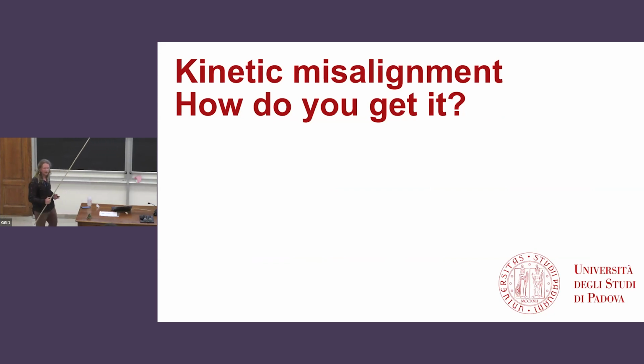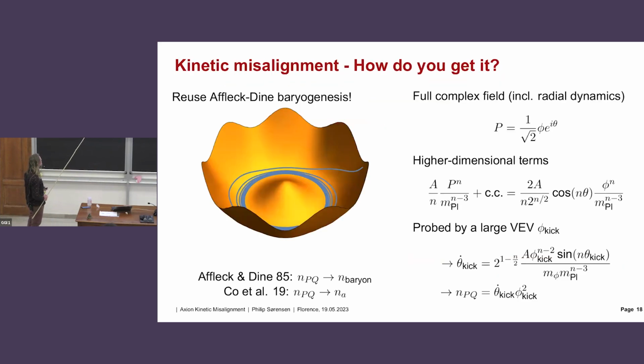This I also worked on in my PhD. And the way that Co et al. proposed that we can do this is by simply reusing Affleck-Dine baryogenesis. Because what Affleck-Dine baryogenesis does is that it spins up a complex scalar field, giving you the conserved charge in the complex scalar field. And then in Affleck-Dine baryogenesis, you transfer that conserved charge to the baryon number. That's the principle behind Affleck-Dine baryogenesis.